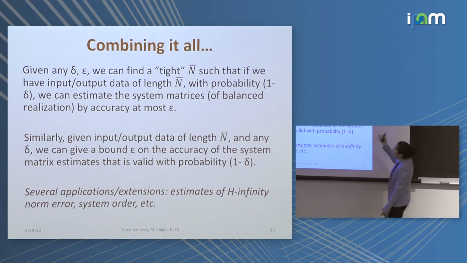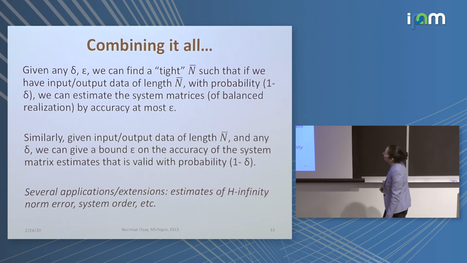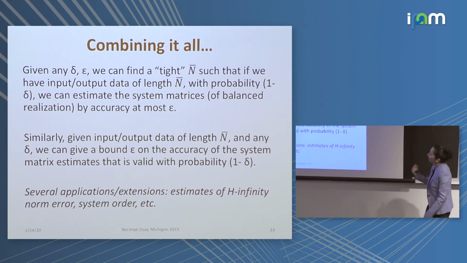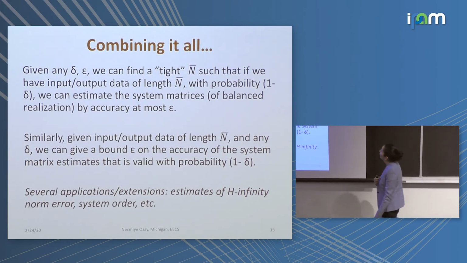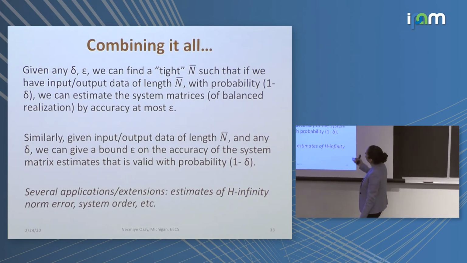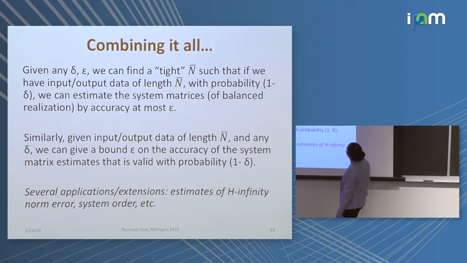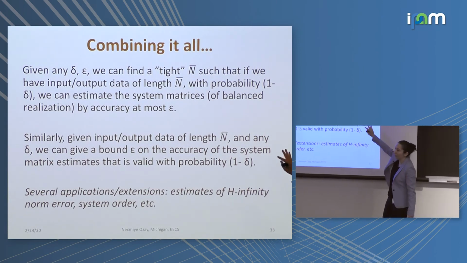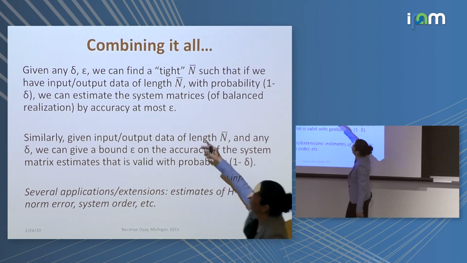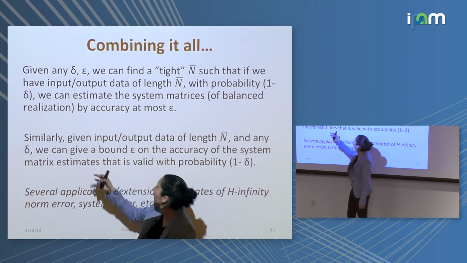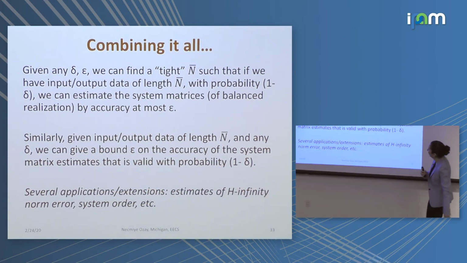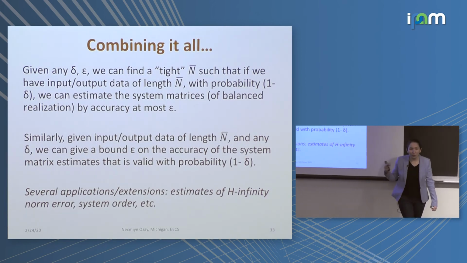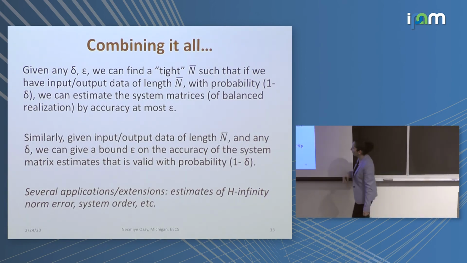Okay, so you can combine this and you can say, given some delta and epsilon, we can find a tight enough n such that if we have input-output data of length n bar, with probability 1 minus delta, we can estimate the system matrices by accuracy at most epsilon, or you can give me the bound, and I can tell you how much data you will have to achieve this type of probability.